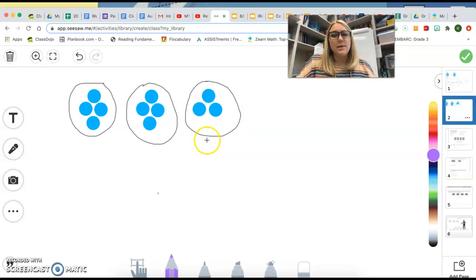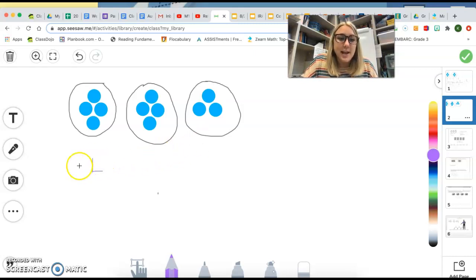No, it's not equal because there's only 3 in it. There's not 4 in it. So we know that it has to be equal. For it to be equal, it has to have the same number in there. This is not an equal group. And what is important about multiplication is that you have to have equal groups. You cannot multiply groups that are not equal.